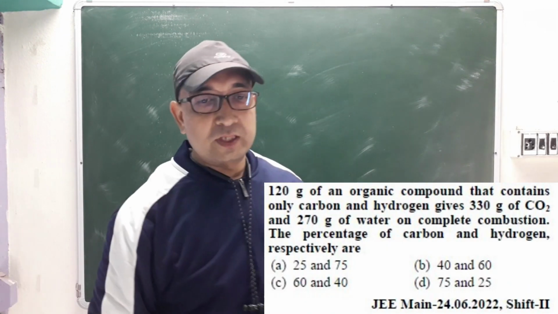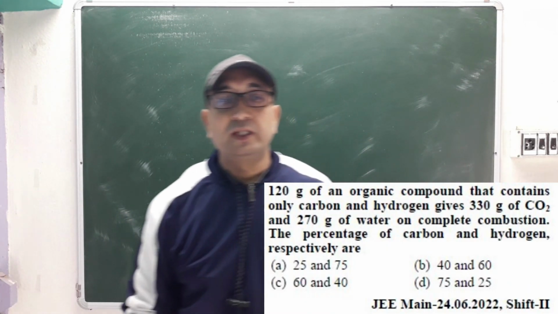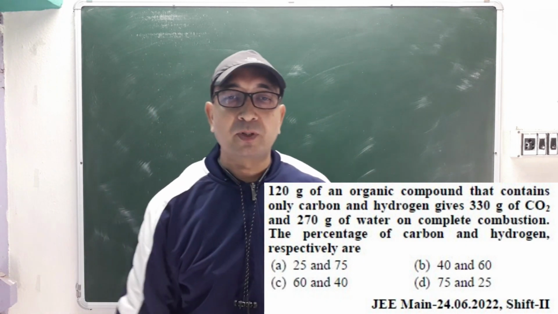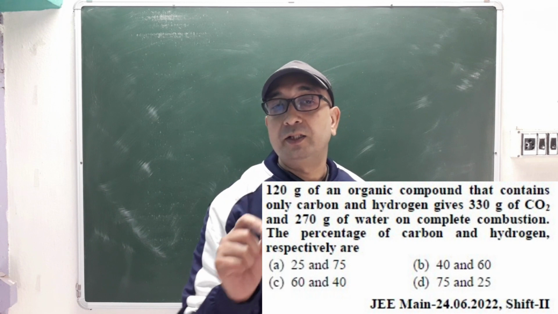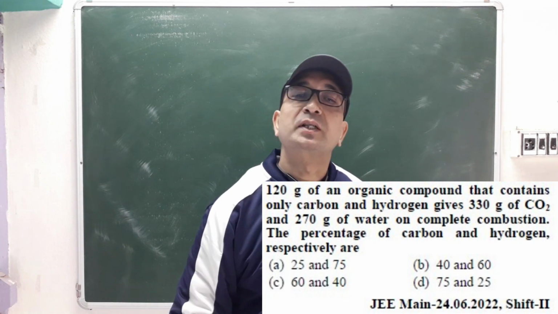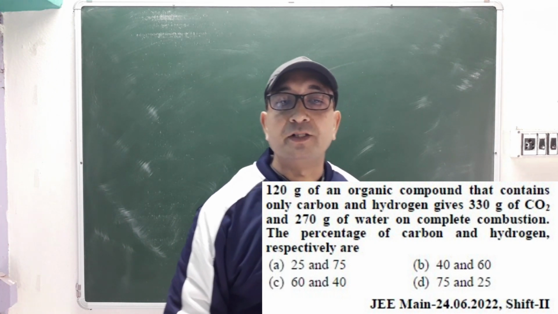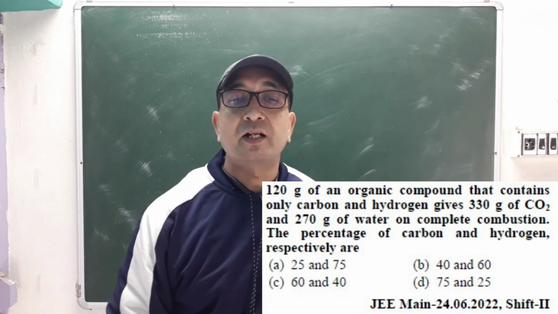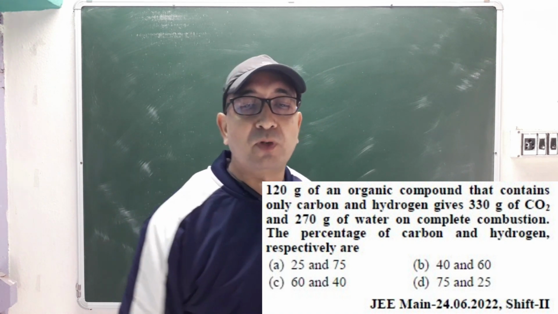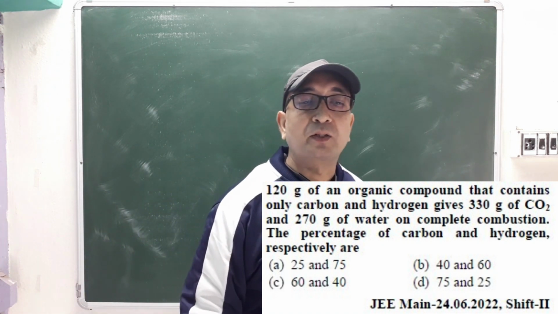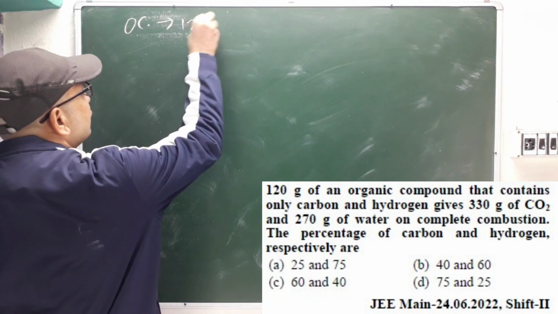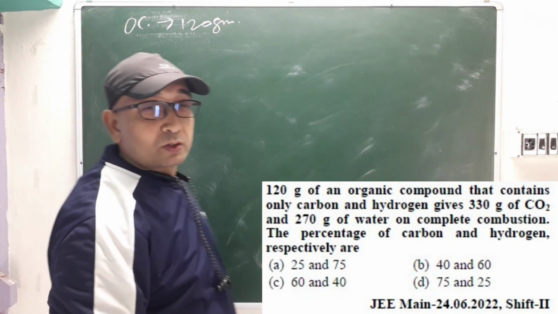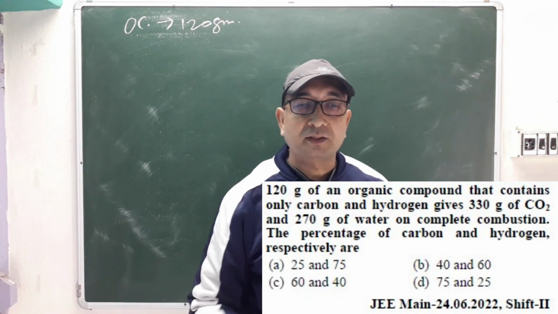Okay, next question, just see the next question. In that next question, 120 gram of an organic compound that contains only carbon and hydrogen. They are not saying which organic compound it is, but they are saying that it contains carbon and hydrogen, right? It gives 330 grams of CO2 and 270 grams of water. So with this only we have to calculate. How much is the organic compound mass? It is 120 gram. That mass they have given.